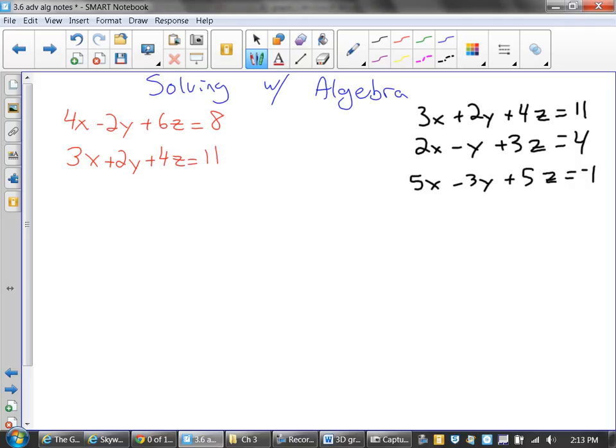Okay? Now I have the same coefficient with opposite signs. Just like we do with two variables, two equations, we would add them together. When I add them together, I now have 7x plus 10z is 19.